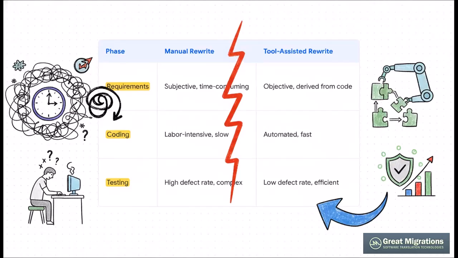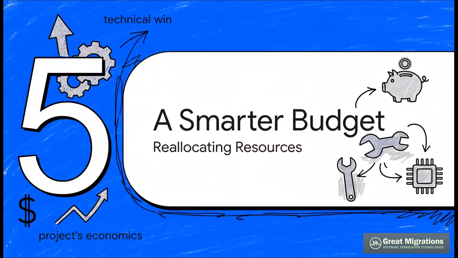When you put them side by side like this, the contrast is just crystal clear. In the manual world, your requirements are subjective, coding is painfully slow, and testing is super complex. But in the tool-assisted world, requirements are objective, coding is automated and fast, and testing is way more efficient. The difference is really night and day. Now, this efficiency isn't just some technical win. It completely transforms the economics of the entire project.